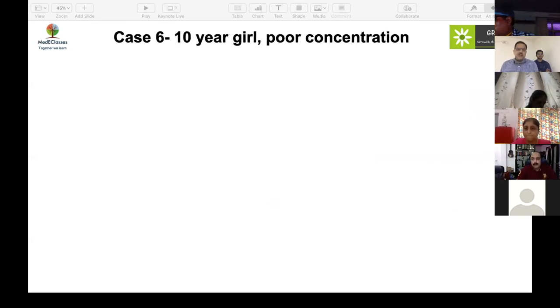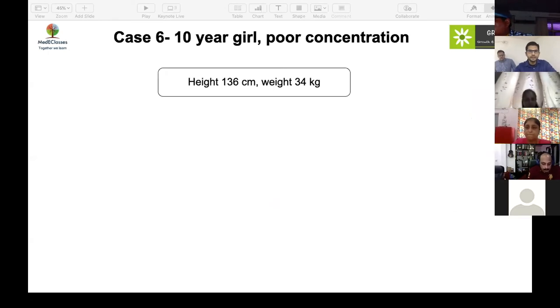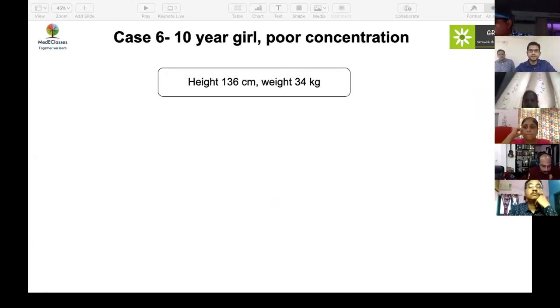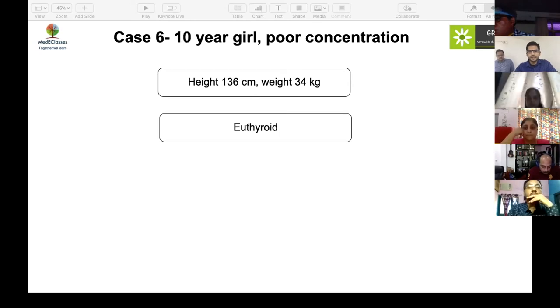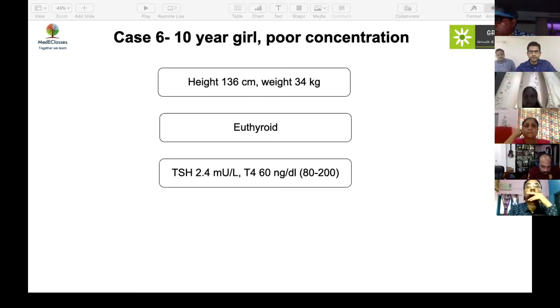Now the next case, a 10-year-old girl with poor concentration, Sandeep. So a 10-year-old girl has come with a history of poor concentration. Her height is 136 centimeters. She's 34 kg. She was termed as a youth thyroid. However, the TSH report showed that it was 2.2 and the T4 was slightly low at 60.